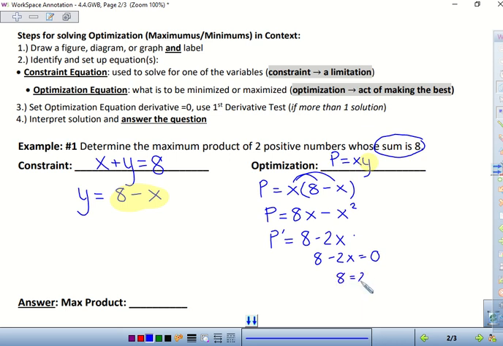So x will be what? 4. So 4 is one of our integers, which means, of course, you can kind of think about if the sum is 8, the other integer has to be 4. But if you didn't think of that, you could also have just plugged it in here, right? And you get y equals 4. So what would be their maximum product?